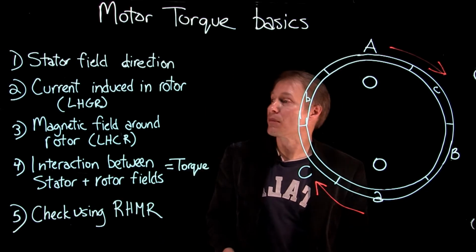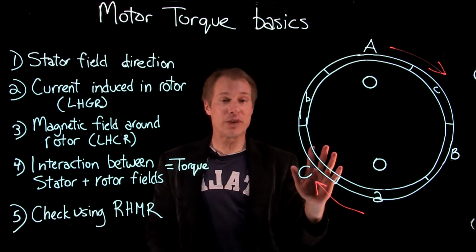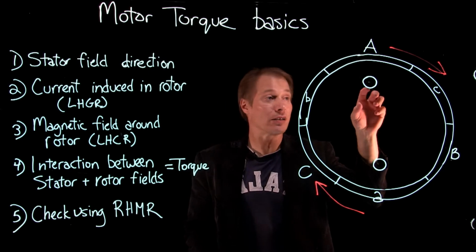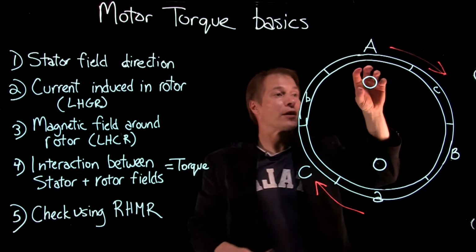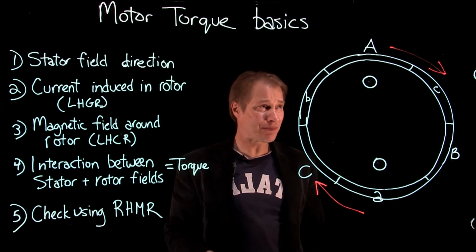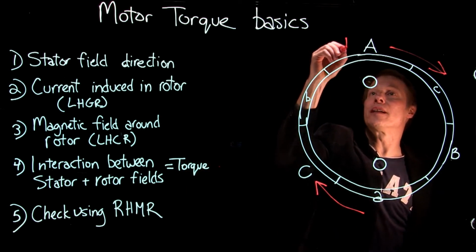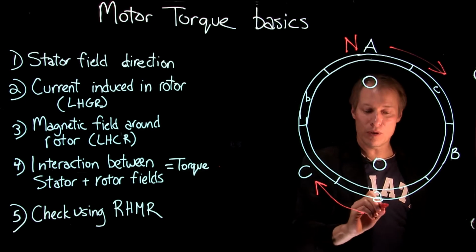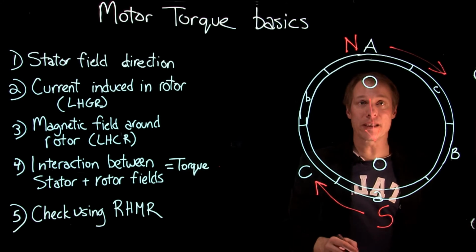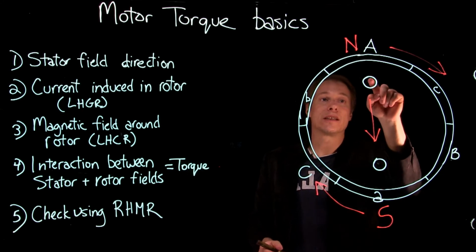That's step one. Step two, because of this stator field moving, or the magnetic field moving, it's going to cut across these rotor conductors. So here we have a rotor conductor, and here's another rotor conductor. There's more, but we're just going to focus on these. Now, we also have to establish magnetic field orientation. I'm going to say this is North Pole, this is a South Pole, which means the magnetic field is going down.